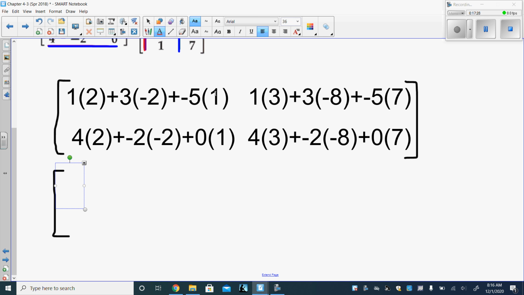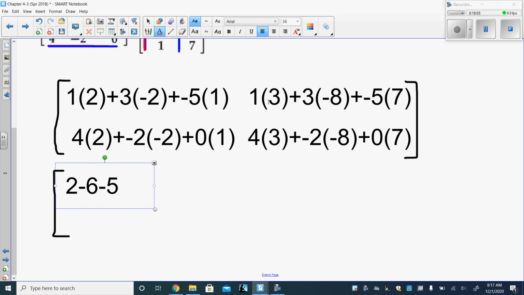So for the first one, I'm going to multiply each one of these individually. You could do that, or you can do it in a calculator. You can type this all in: 1 times 2 plus 3 times negative 2 plus negative 5 times 1, and the calculator will give you the answer. But if I did this individually, 1 times 2 is 2. 3 times negative 2 would be negative 6. And then negative 5 times 1 would be negative 5. So we'd have 2 minus 6 minus 5 for the first.